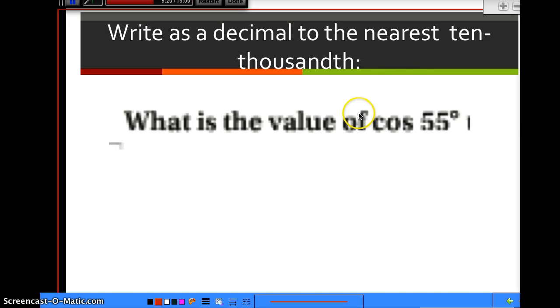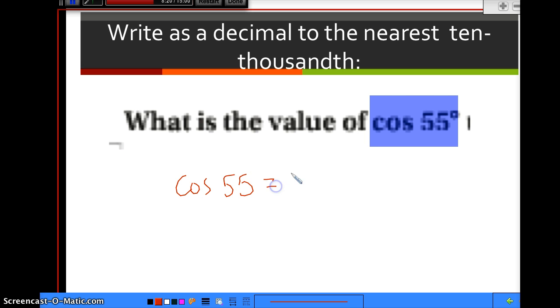In this one, it says write as a decimal to the nearest 10,000th. You guys are going to need your calculators now. It says what's the value of cosine of 55? We can't do this without a table or a calculator at this point. So grab your scientific calculator or graphing calculator if you have one. When you turn your calculator on, make sure it's in degrees. On the top screen, it either has a little d or a DEG. You don't want it in radians. Press in cosine of 55, and typically they want you to round to the nearest 10,000th, which is the fourth place value.